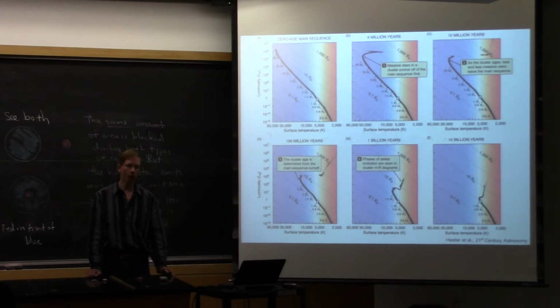The one that's missing O and B from the main sequence, or the one that's missing O, B, and A from the main sequence? Which one's older? O, B, and A.